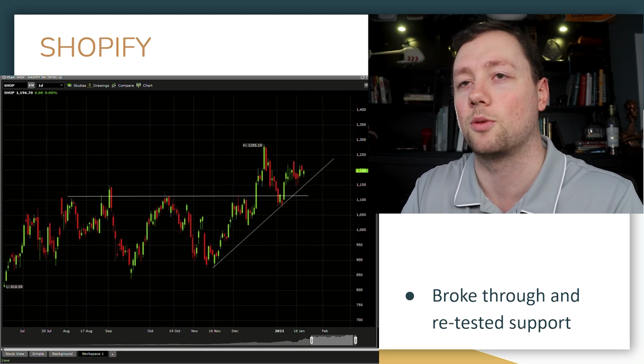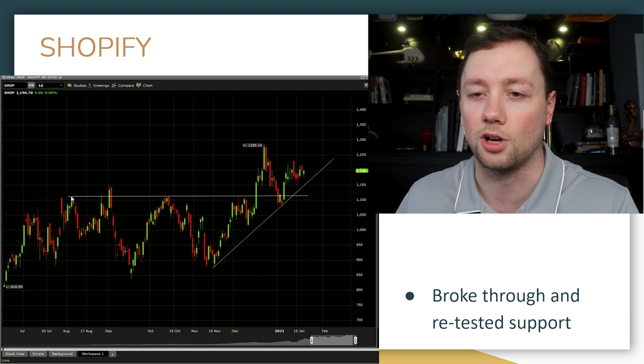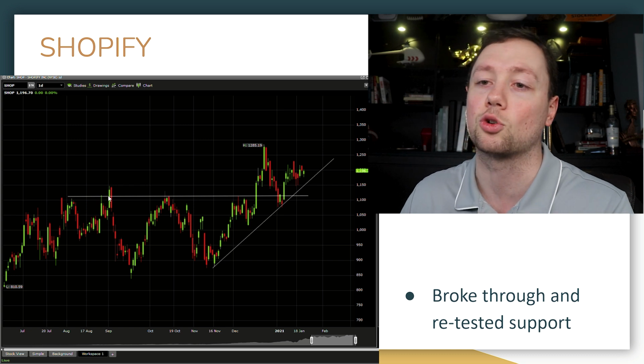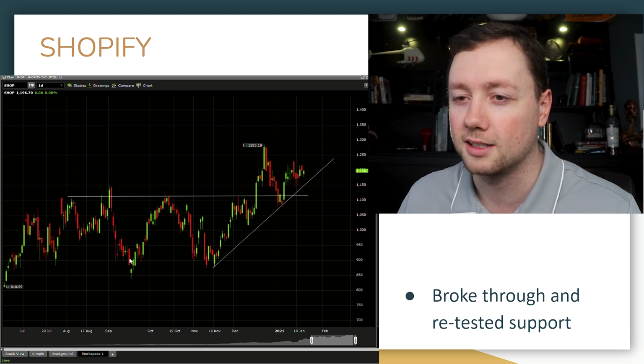The next breakout that I want to show you is Shopify. So as you can see here, stock comes up all the way to $1,100. It falls back down, comes back up, and crosses just barely over $1,100 before a big red day, and it gets rejected again and it falls down.